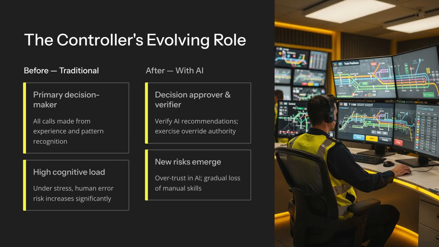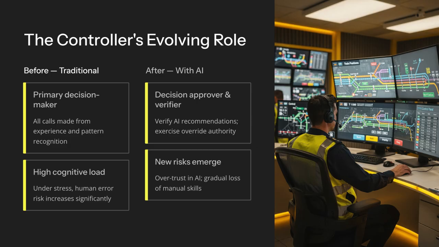Second, calibrated trust. The interface should show confidence levels alongside recommendations. A recommendation at 95% confidence is a different conversation to one at 60%. When the system is uncertain, the controller needs to know that so they can apply proportionally more scrutiny.